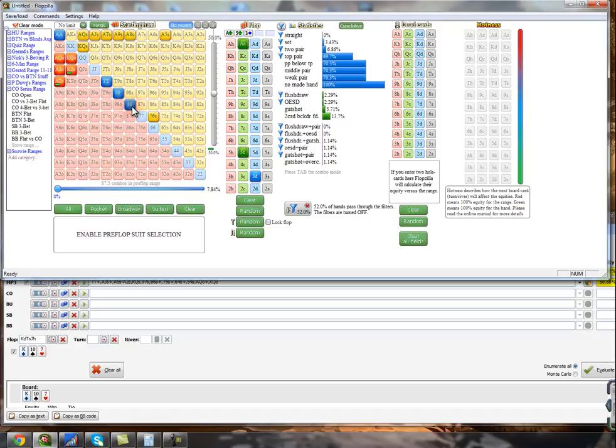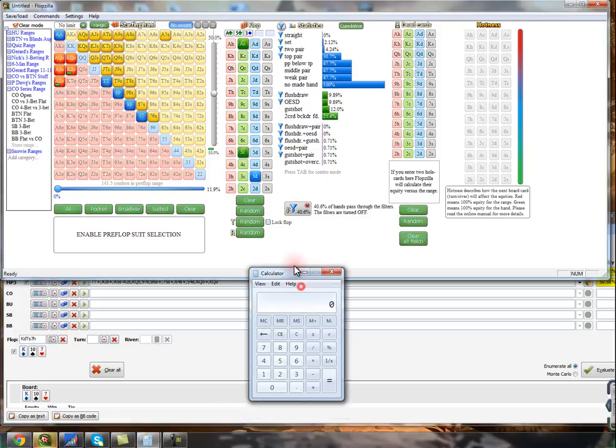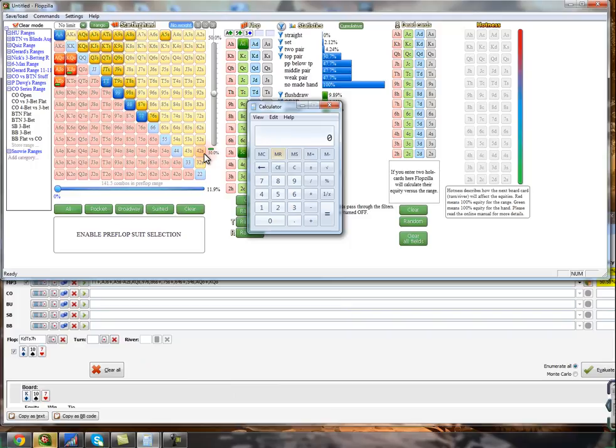I want to see exactly how many combos that is, so I'm going to pause and count real quick. I just counted, and I have us folding about 40 combos, given what I just said. So let's say we defend 101.5, divided by 141.5. So you'd be defending about 70% of the time here.